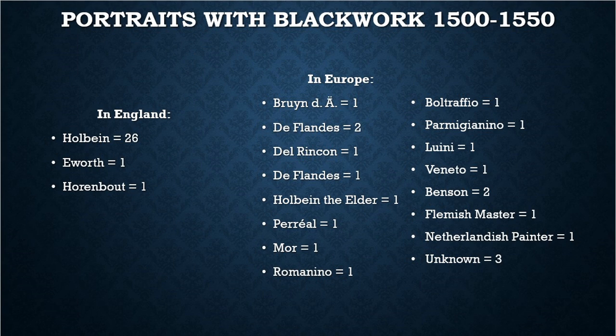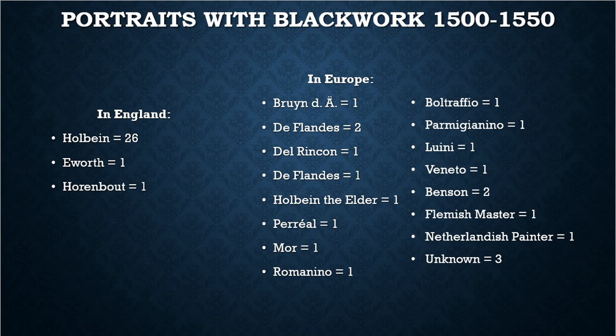I have gone through different portraits from different museums in Europe, as well as here in the States, and in England. Holbein has at least 26 portraits from 1500 to 1550. He has at least 26 portraits that have blackwork embroidery in them. Eworth, who was also in England at the time, only had one portrait, and Hornbout had one portrait.